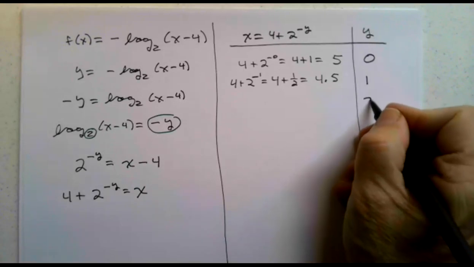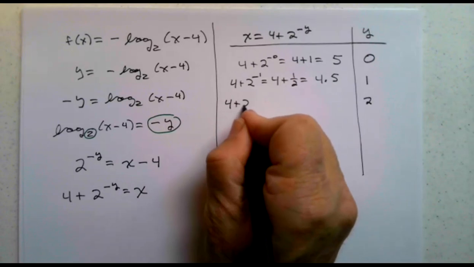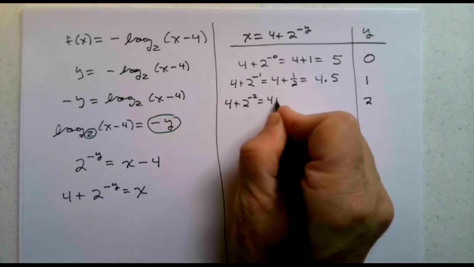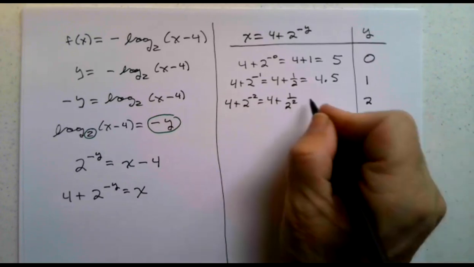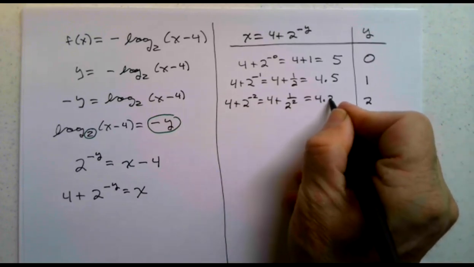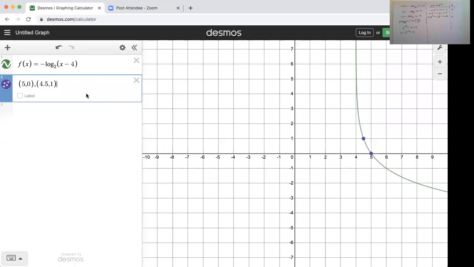Y is 2. X is 4 plus 2 to the negative 2, which is 4 plus 1 over 2 squared. 1 over 2 squared is a quarter. 4 plus a quarter is 4.25. Did that satisfy our guess, our prediction? Let's take a look. 4.25, 2. And you can see, there it is.